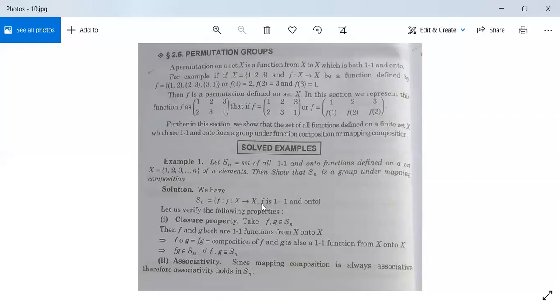f is a mapping from X to X, f is 1-1 and onto. S_n is the set of all 1-1 and onto functions. Let us verify the following properties, क्योंकि दिखाना है it is a group under mapping composition. तो हमको ग्रुप के लिए चार प्रॉपर्टीज दिखानी होंगी: closure property, associative property, existence of identity and existence of inverse. See first, closure property.